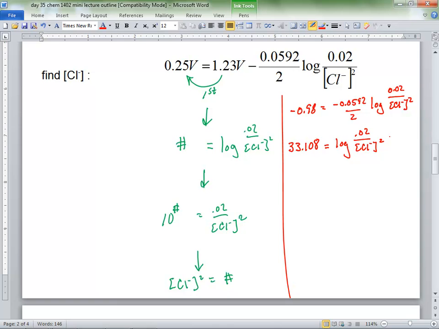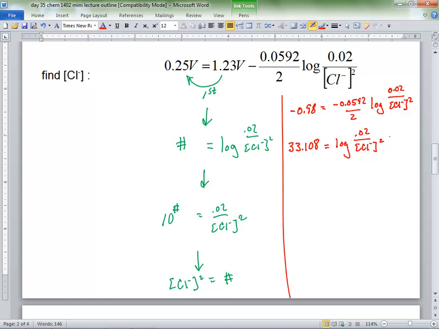Okay, there's my next step. Everyone following me so far? You have a negative on both sides, and you can plug them in the calculator. Take a negative 0.98 divided by a negative 0.0592. It's gone. I'm not there yet. I'm trying to make sure I don't lose anybody. And 2 goes up. Yep.